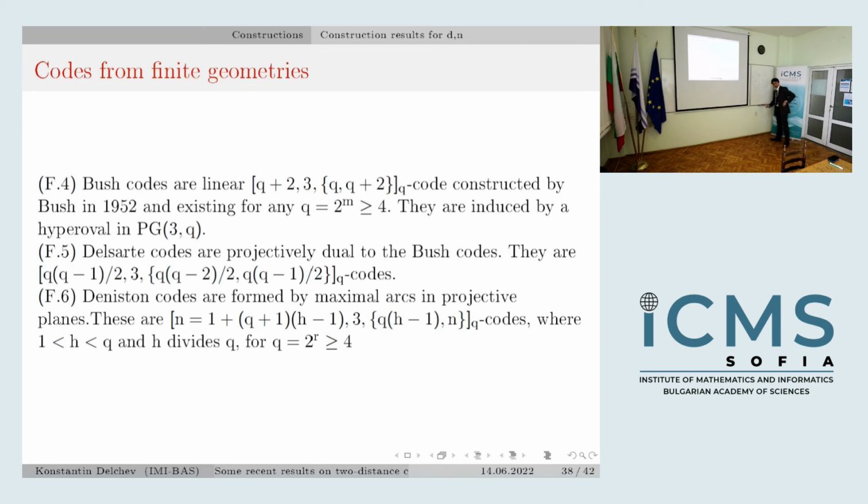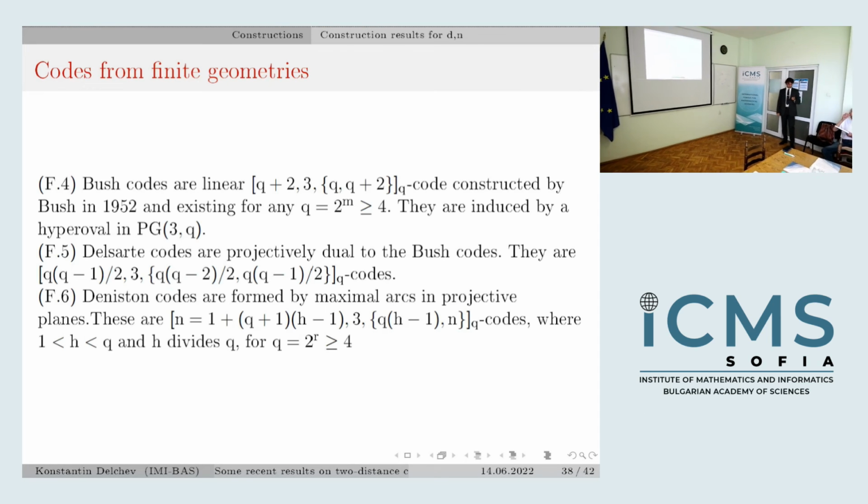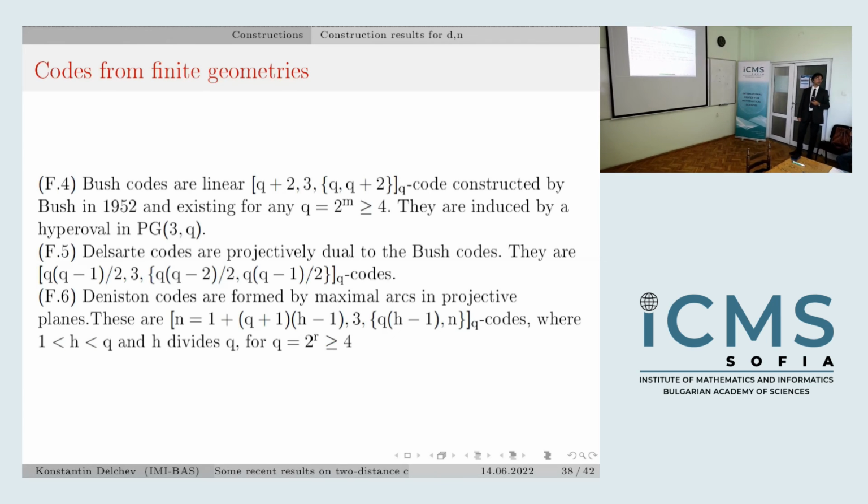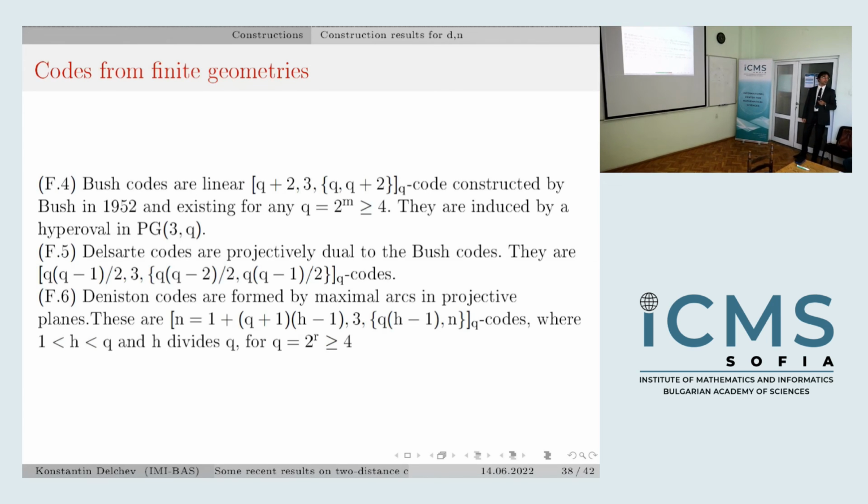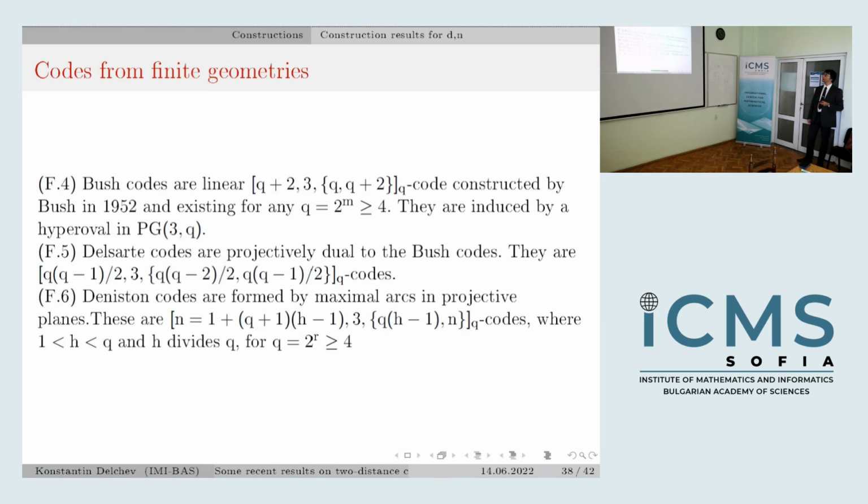The theory of finite geometries has been developed for decades, and it's a very good source of both constructions and bounds for coding theory. So it is not surprising that we see codes coming from finite geometries as one of the important families of codes in this field. These are the Bush codes, the Delsarte codes, and the Denniston codes.